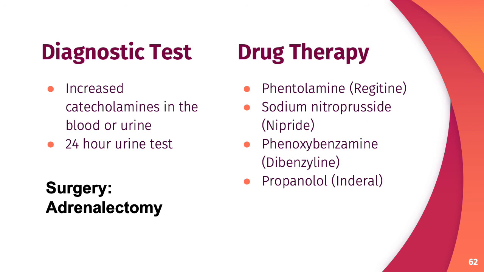For its diagnostic test, we need to check the catecholamine levels in the blood and or in the urine. So if there is pheochromocytoma, the catecholamines are increased when we check the blood and urine. We also need to get the 24-hour urine test because catecholamine secretion is episodic. That is why we need to do a 24-hour collection. This is a better surveillance method.